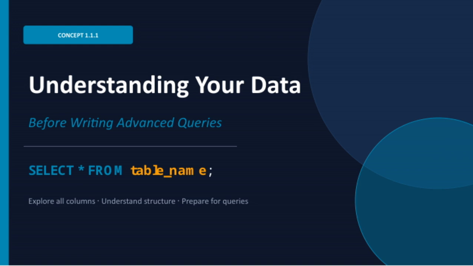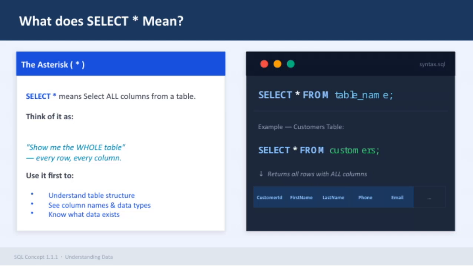Let's get started. Let's take a closer look at understanding data in SQL. When we talk about data, we often see examples like email, phone, last name, first name, and ArtistId. These are all columns in a table. And when we want to see all the data in a table, we use a simple but powerful command, select star from customers. This command returns all rows and all columns from the customers table. Think of it as asking, show me the whole table. Every row, every column, nothing left out.